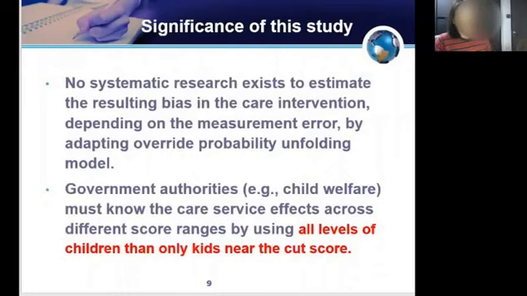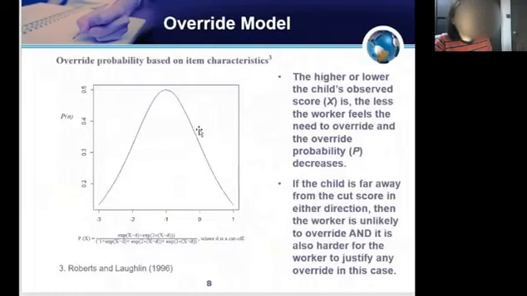So the significance of this study is that no systematic research exists so far to estimate the resulting bias in the care intervention, depending on the measurement error, by adapting an override probability unfolding model. So I missed one thing. This is not a cumulative function like the regular IRT latent trait model. This is like an unfolding model.